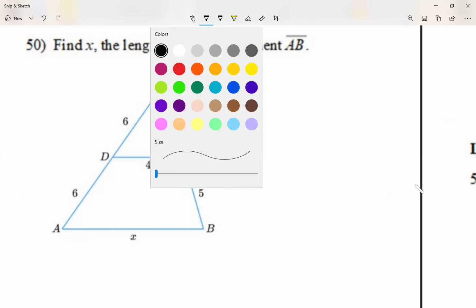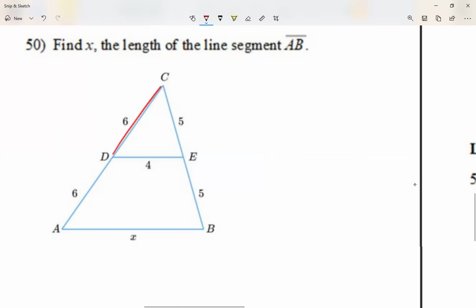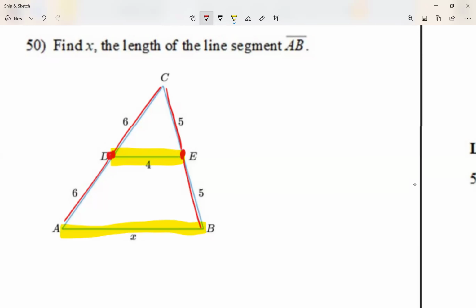Now for number 50, it says find x, which is the length of the line segment AB. So what do I see here? 6 and 6, so that means this is a midpoint. 5 and 5, that means this is a midpoint. Having that said, this is a mid segment, and this is the line that is parallel to it.